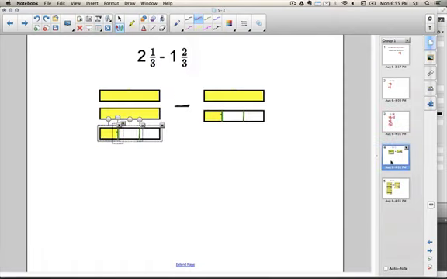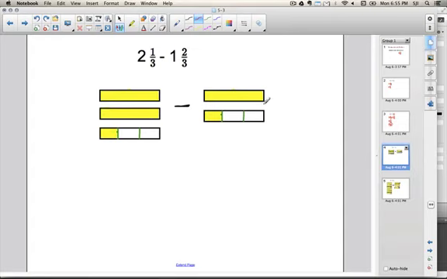Let's take a look at another example. Here we have 2 1/3 minus 1 2/3. So what I've done here is I've drawn out what 2 1/3 represents. Here I have one rectangle. Here I have the other rectangle. So these two rectangles right here are equal to the 2. And then I made a third rectangle, but I only colored in 1/3 of it. So this over here represents 2 1/3.